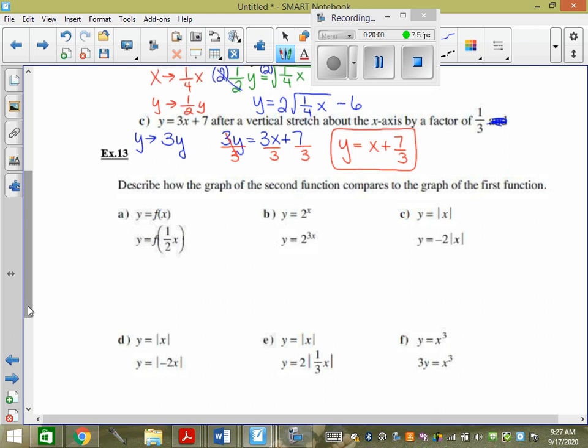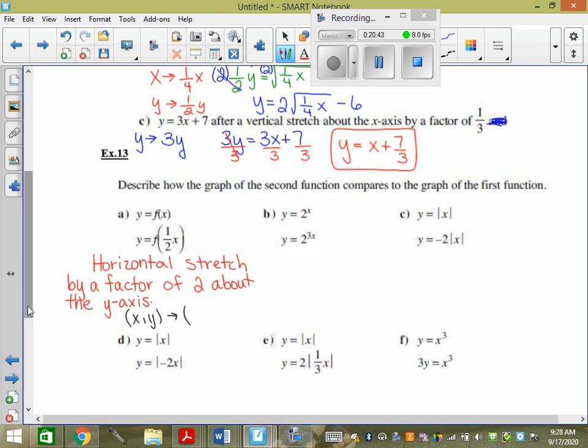These ones say, describe how the graph of the second function compares to the graph of the first function. So what's A? Horizontal or vertical? Horizontal stretch by a factor of 2 about which axis? Y-axis. Didn't ask for this, but we're going to do mapping anyways. XY is going to become what? 2x comma y. Because we have 2 in words, we're going to have a 2 in mapping, right? Words and mapping numbers are always the same.